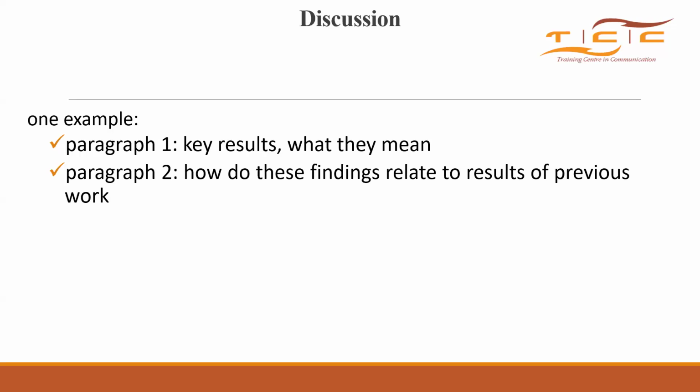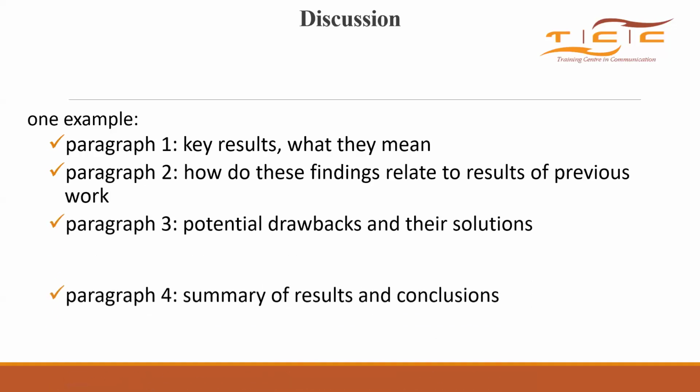So interpret one result, tell us what it means, and then compare with what other people found. Go to the second result, interpret it, tell us what it means, compare with what others did, and if there are limitations or any other thing, then you can also throw it in there. So go in that order so that it's not jumbled up, okay?